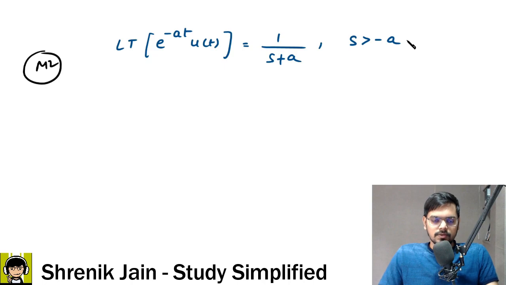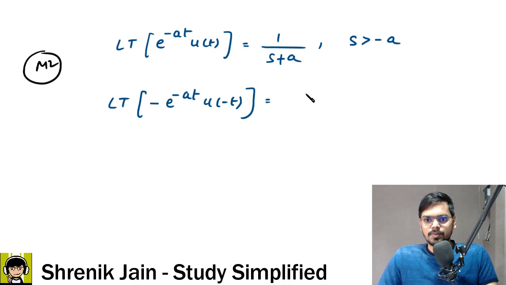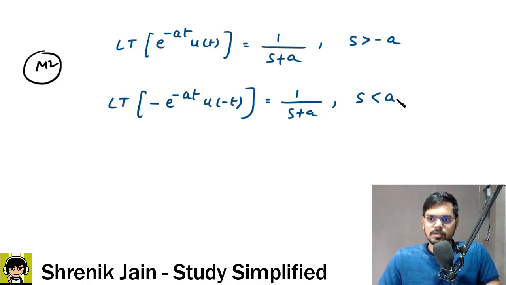Now please focus. If I take the Laplace of minus e to the power minus at u of minus t, as you can see here, earlier it was u of t, this is the answer. If I change to u of minus t and also place a minus here, then the answer remains the same, 1 upon s plus a, but here the sign changes. Crocodile changes its sign, like face, and it is s is less than minus a. Okay, so crocodile changes face.